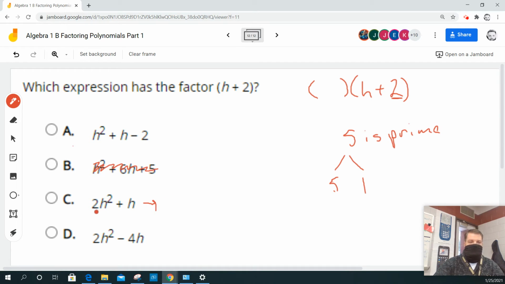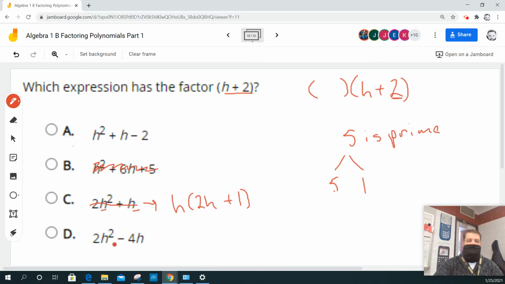So I notice that I have an H here and an H here, so I can factor out H, and I get 2H plus 1, right? So I'm doing the distributive property backwards. I've got H times 2H is 2H squared, and I've got H times 1 is H. So these two equal the same thing, but it's not H plus 2.